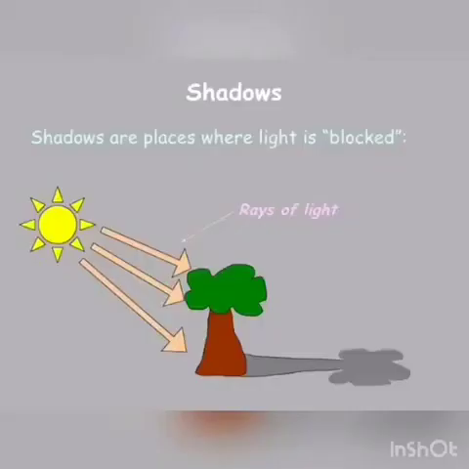The next topic we are having is shadows. What are shadows? Shadows are formed where the light is blocked. As in this picture, you can see that the sun is giving the light and the tree is blocking the light. After blocking the light, the shadow is made. That black one is the shadow of a tree. When you block the light, it makes your shadow.